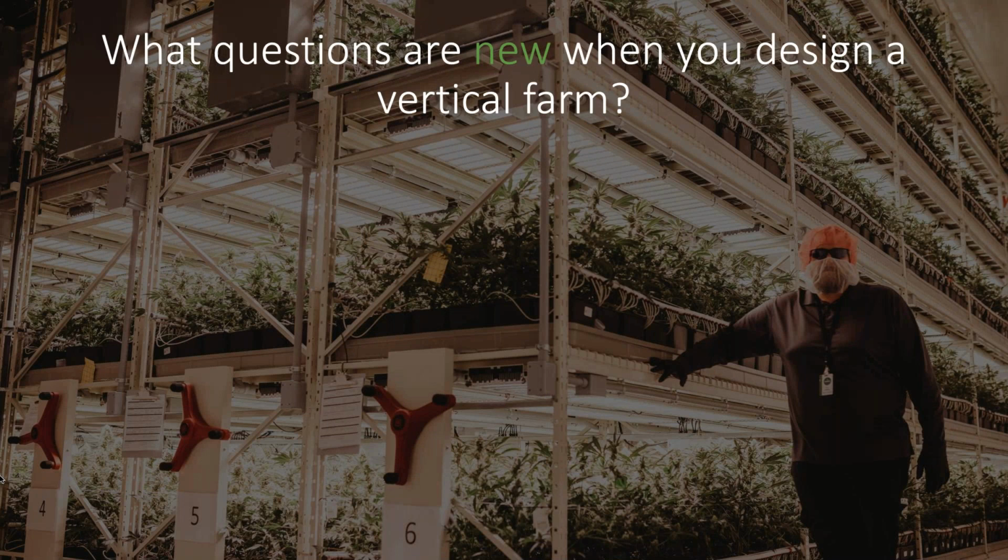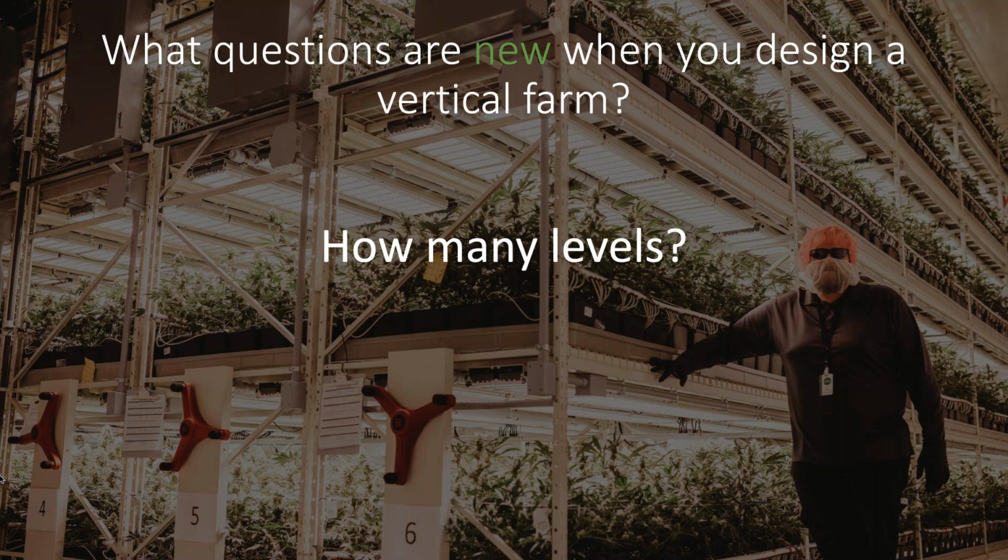So back to my original question: what are the new questions that you need to answer when you design a vertical farm? And my claim, and I'm happy to be challenged, is that the principal question that's new is how many levels, right? How high do I build, or what's the channel height of a bay? I'm going to use those interchangeably, the number of levels or the total height. So I think that's the principal question that differentiates designing a vertical farm versus a single level farm.